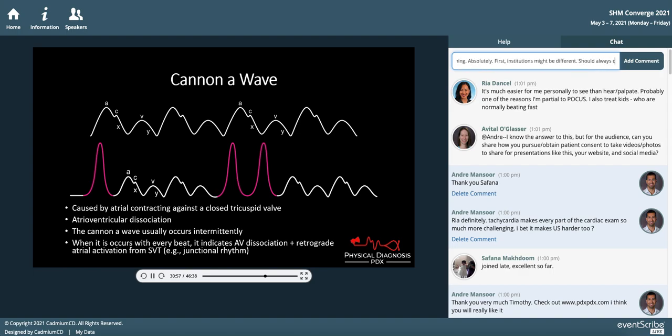So every once in a while, the atrium will contract against a closed tricuspid valve. And as you might imagine, that's going to create a large shock-like ripple up the neck. And it's typically intermittent, not always, but typically. In between the Canon A waves, you will get the normal jugular venous waveform. That's unlike the giant A wave, which occurs with every beat.